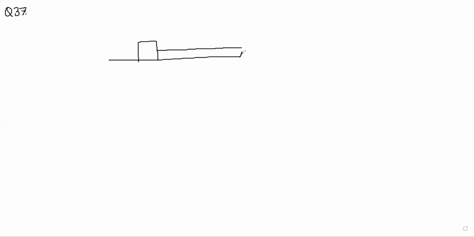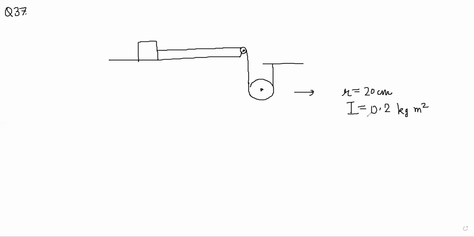This situation: there's a pulley here and there's a mass. There's a pulley hanging and it is attached like this. The descending pulley has radius equal to 20 centimeter and moment of inertia I equal to 0.2 kg meter square. Fixed pulley is light, and horizontal plane is frictionless, and acceleration of the block, if mass is 1 kg, you have to find acceleration of the block, right?